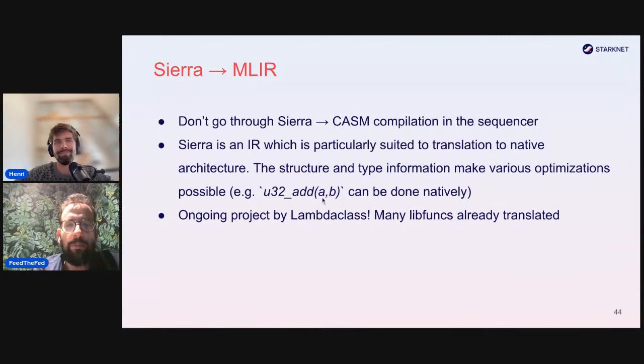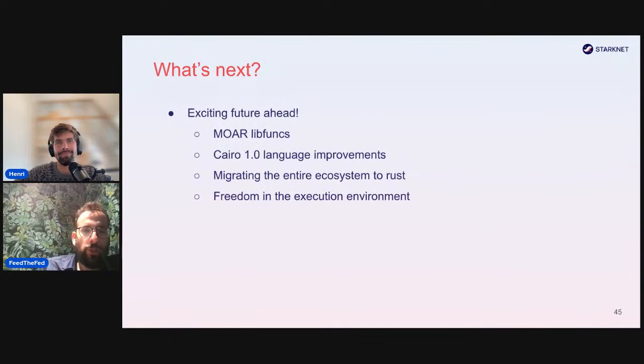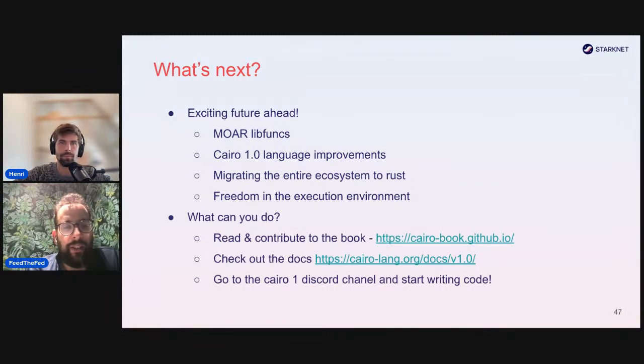Nice. Very exciting stuff. In the future, we can expect a lot more libfuncs, more Cairo 1 improvements, freedom in the execution environment, and also more of the ecosystem transitioning into Rust, which is apparently already happening. You can go to the Cairo book, the Cairo docs, our Discord, start writing, and join the fun, basically.